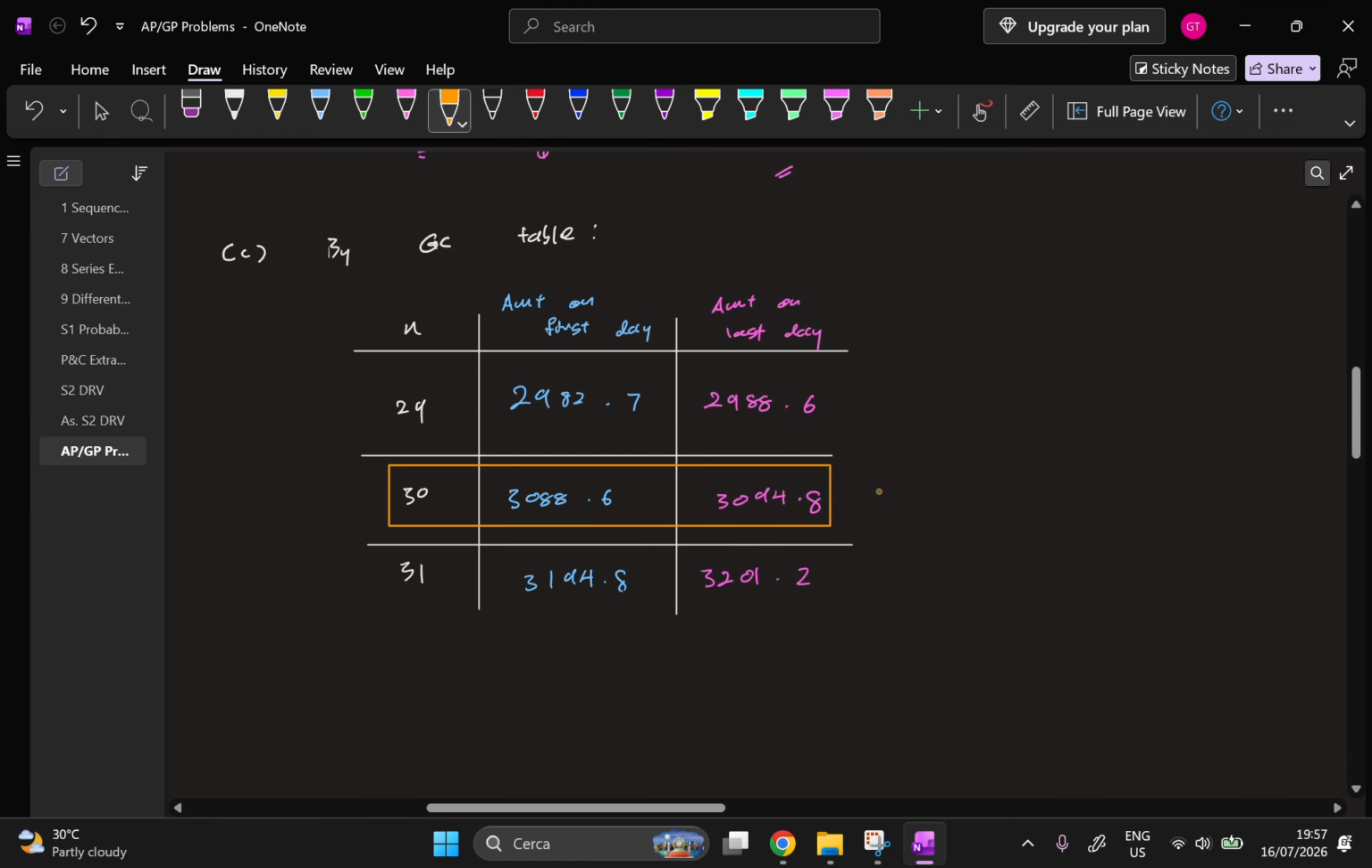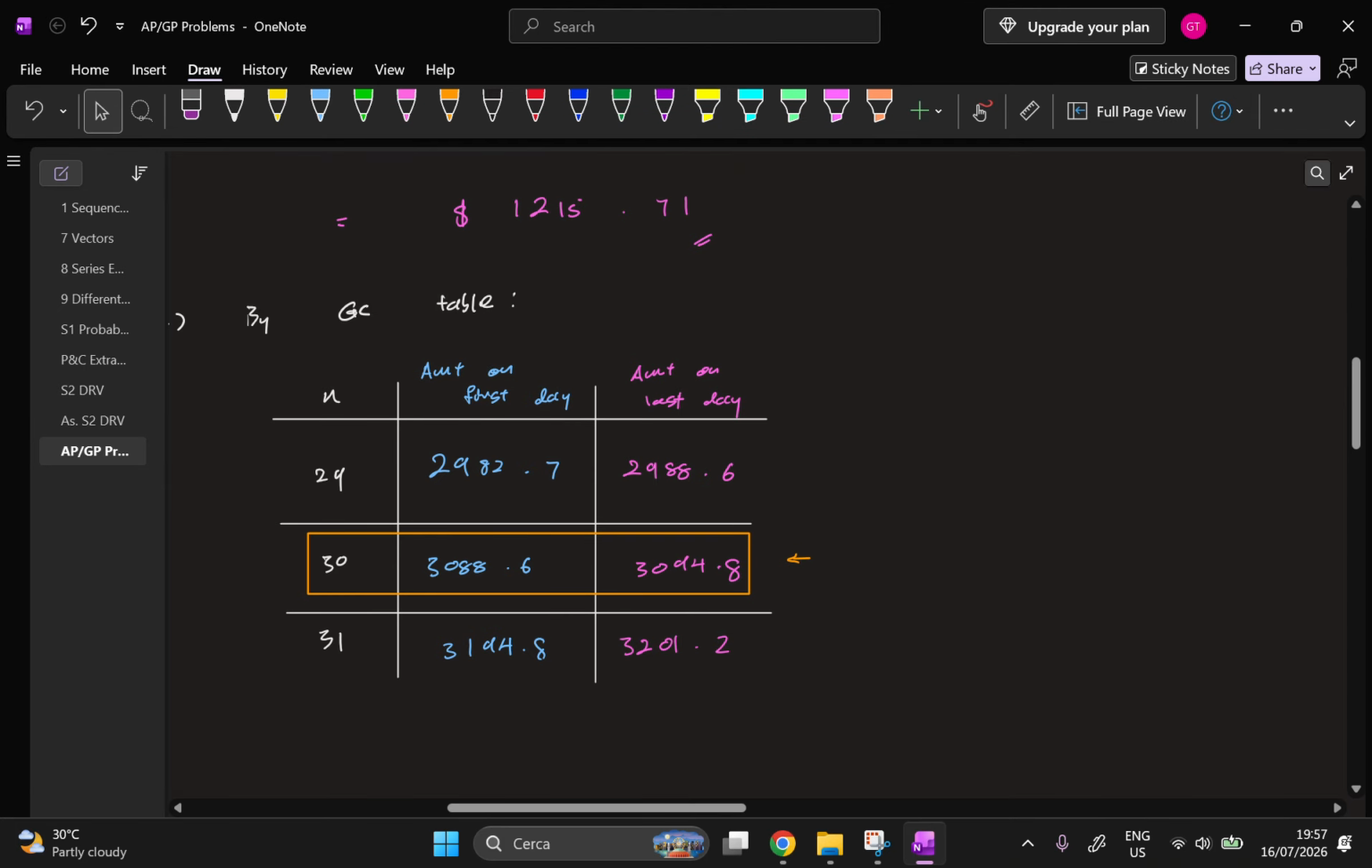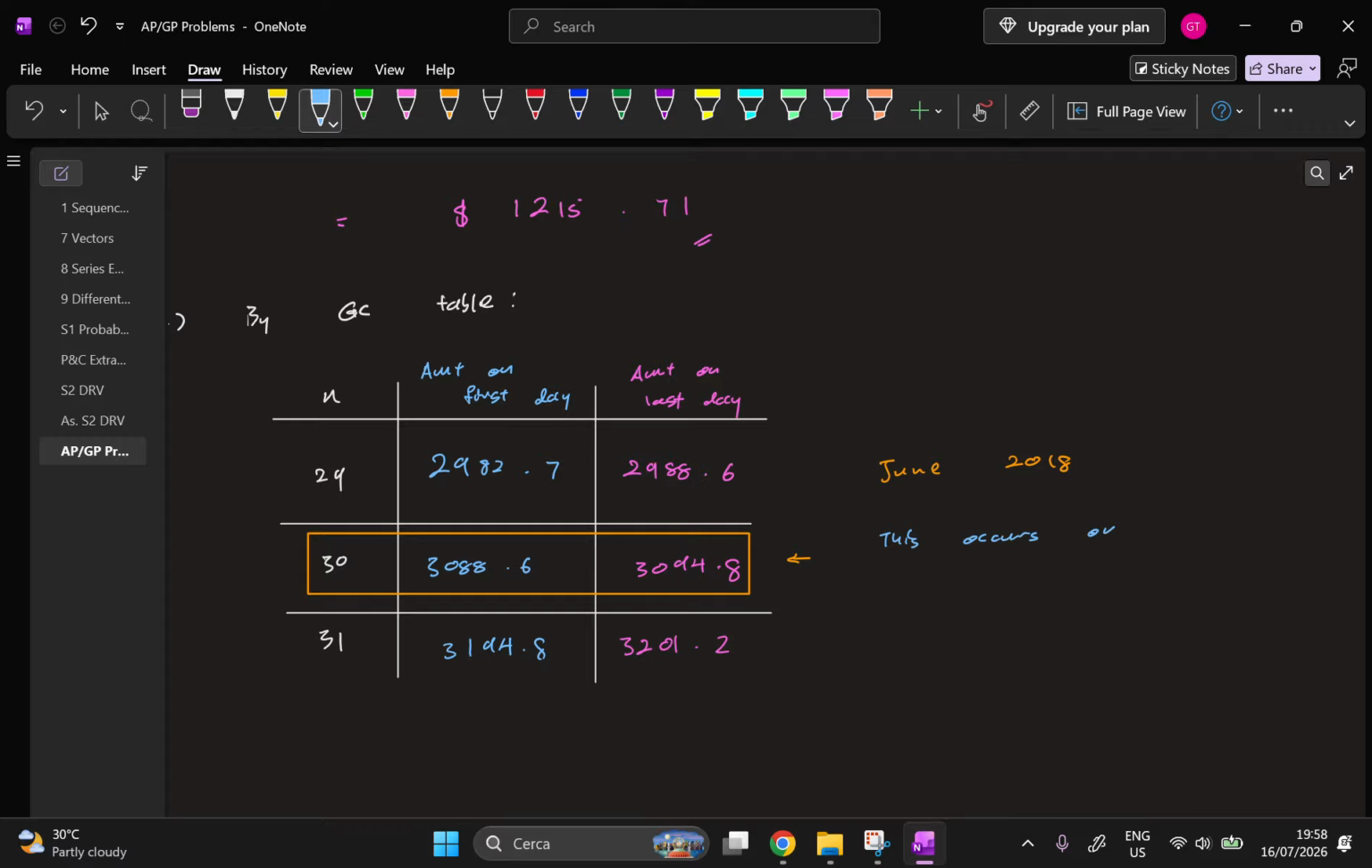So from here, you can see n equals to 30. What is 30 months after January 2016? You can do your mental math. It's going to be June of 2 years later, June 2018. And you can see that because this one exceeds first before this one, I can write that the first incidence is on the first day. Or you can just write occurs on 1st June 2018.